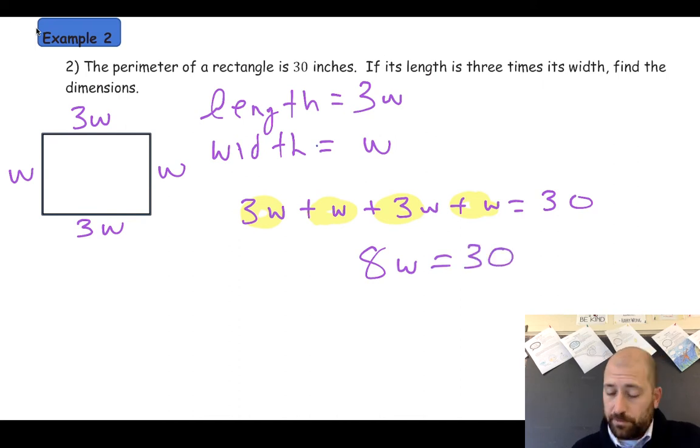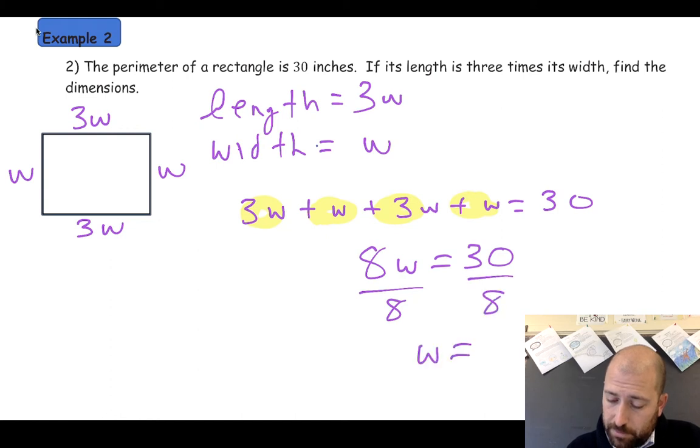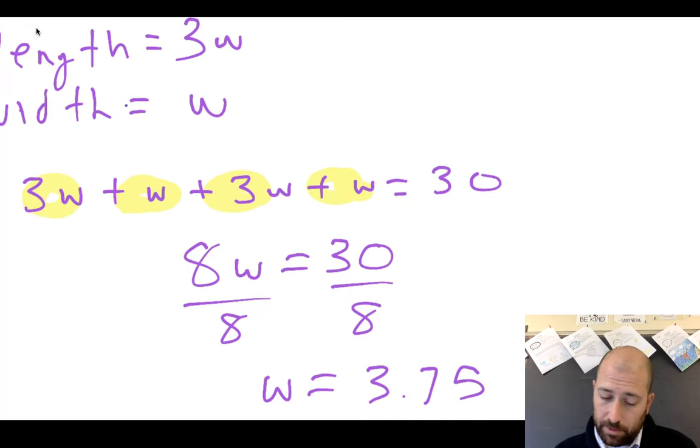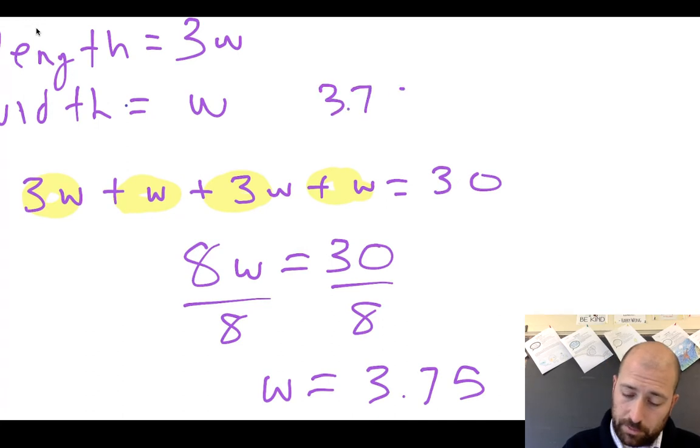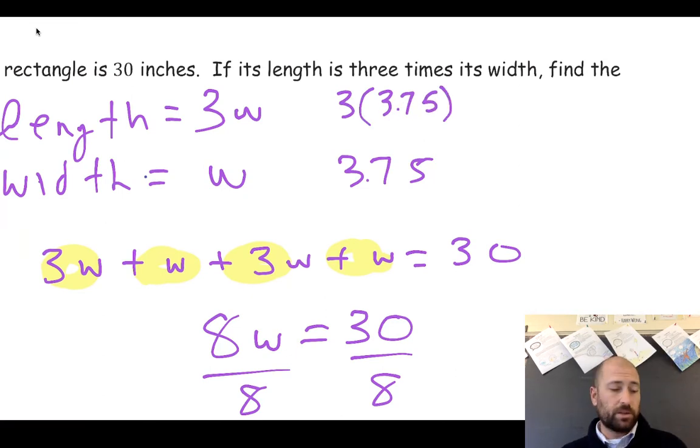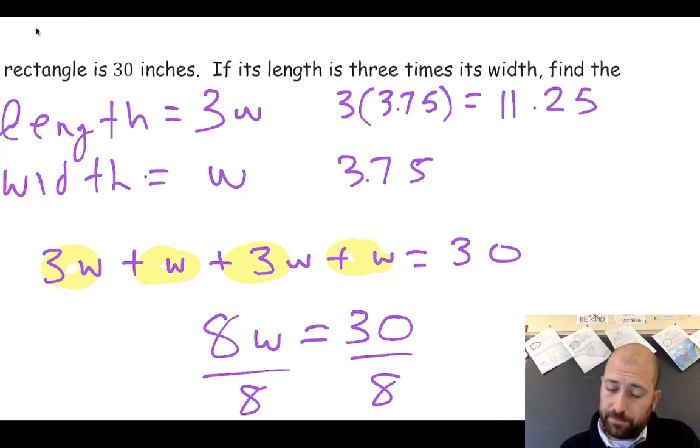Okay. So if I divide by 8, W is equal to 3.75. So the width is equal to 3.75. That doesn't give me the length yet. So I'm going to take my width, right? So my width is 3.75. My length is 3 times 3.75 because it's 3W, or 3 times the width, is 11.25.